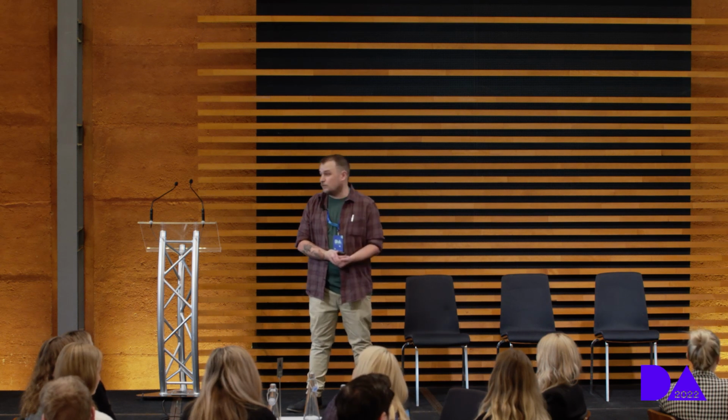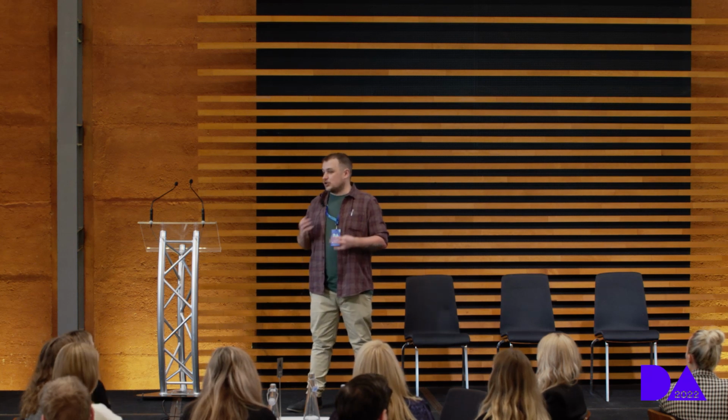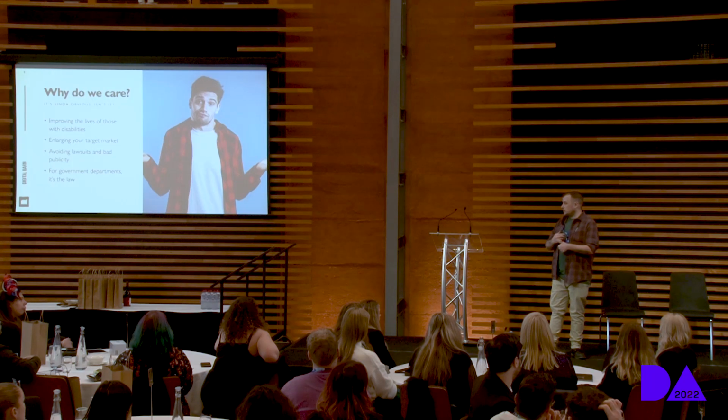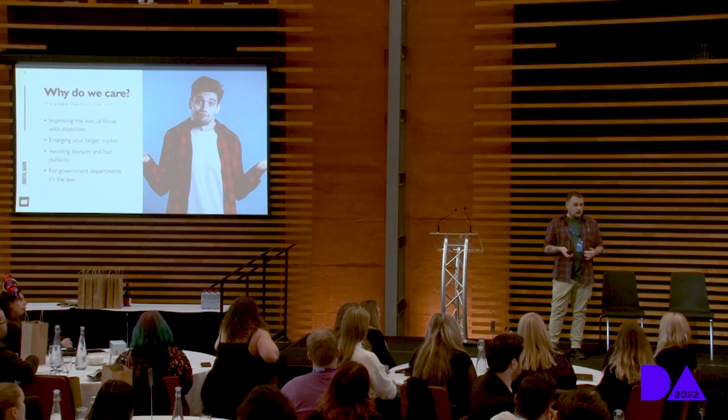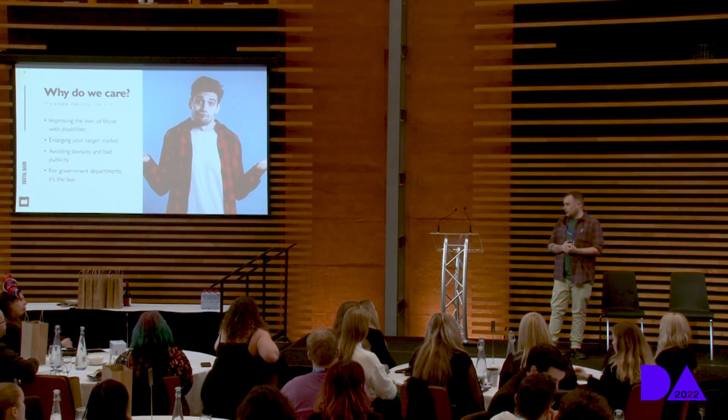And finally, for government departments and in some cases, organizations who have a lot of funding from government, it is actually the law. Government departments have to maintain at least a level A level of accessibility, and I'll explain what that actually means later, and it's soon to be level AA as well. So if you work for a government department, then it is something that you really have to focus on.